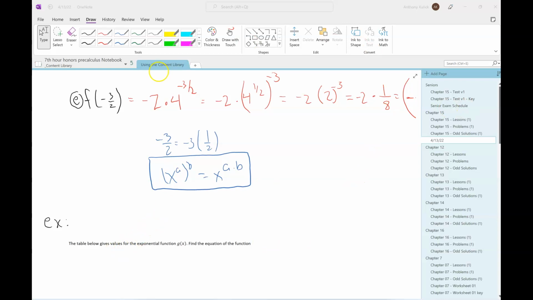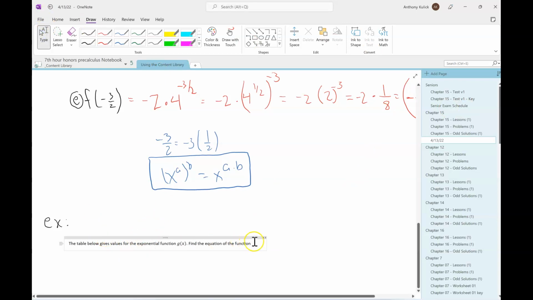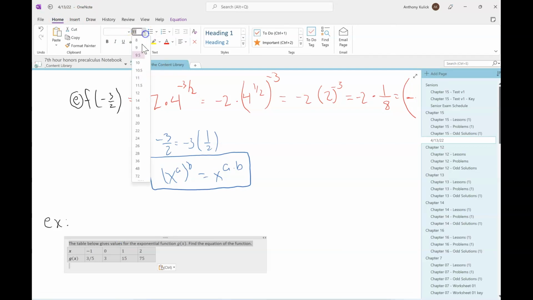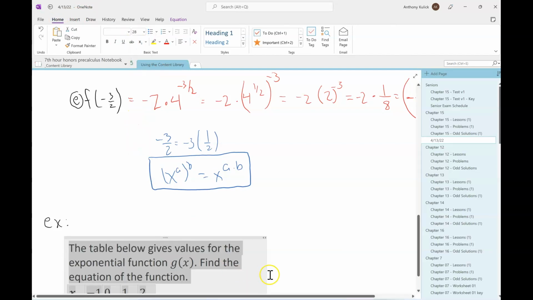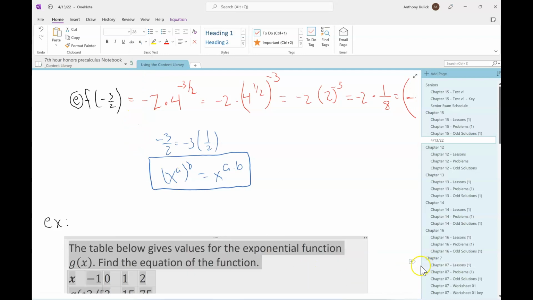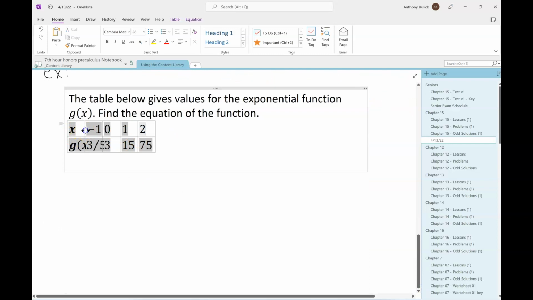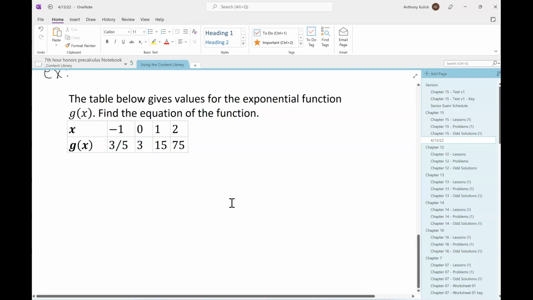Come here, where's my thingy? Make that a little bigger. Straighten that out. Ew, that's yucky looking. Okay.